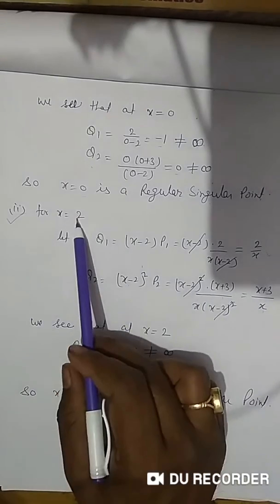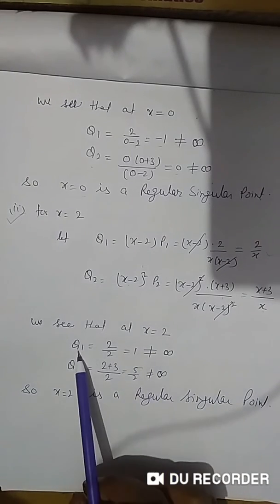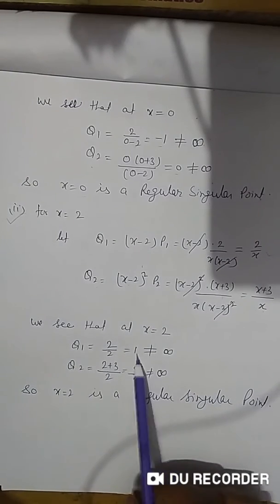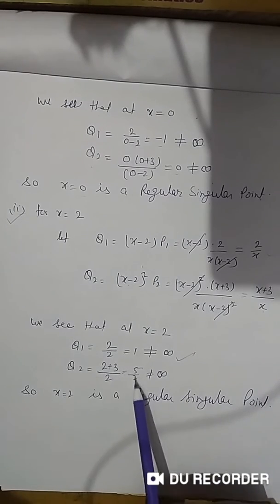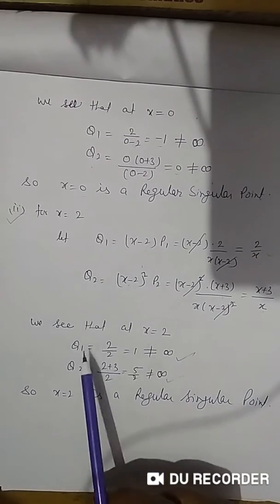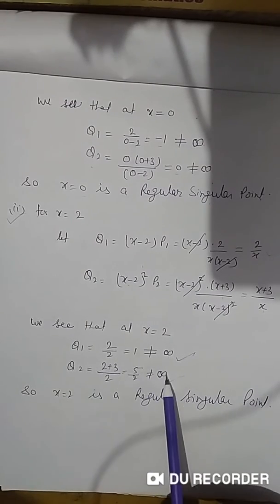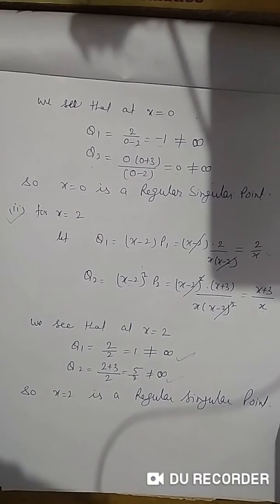Now put x = 2. We see that at x = 2, q1 is equal to 1, which is not equal to infinity. Similarly q2 is equal to 5/2, which is not equal to infinity. So we see that at x = 2, q1 and q2 are not equal to infinity, so x = 2 is a regular singular point.